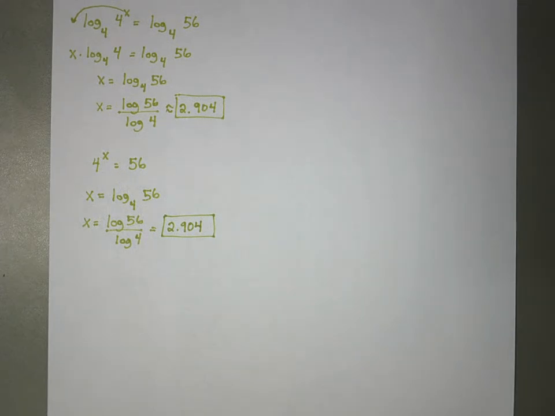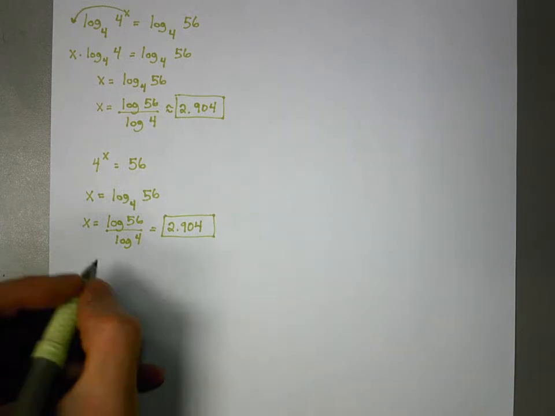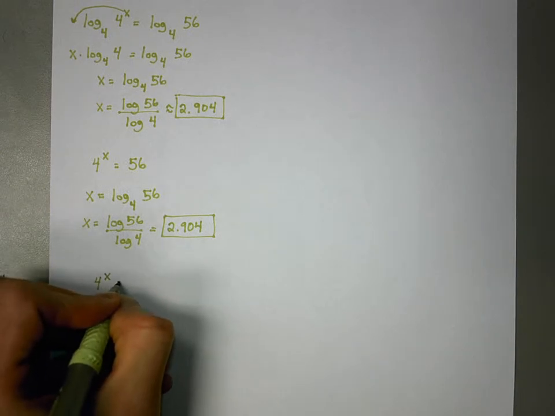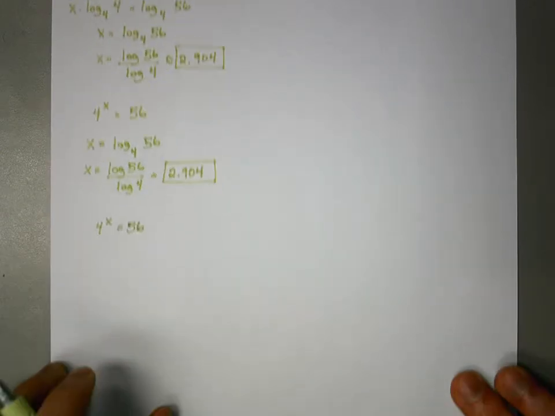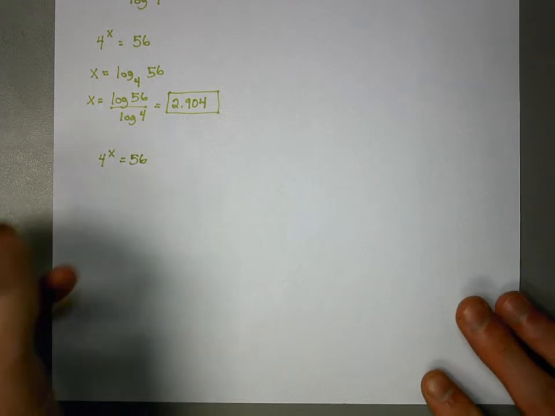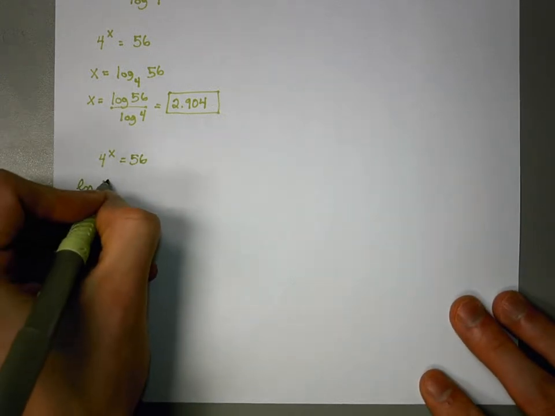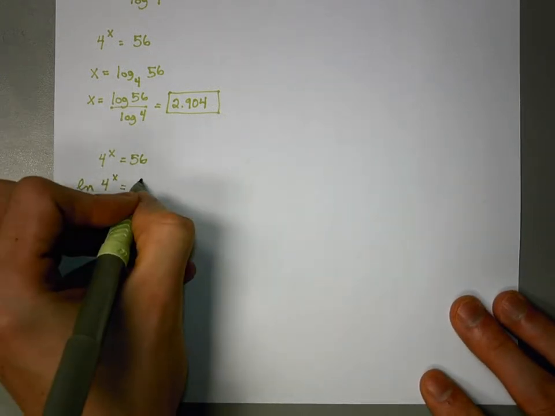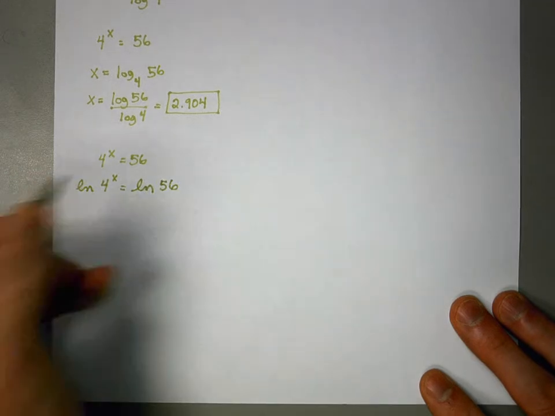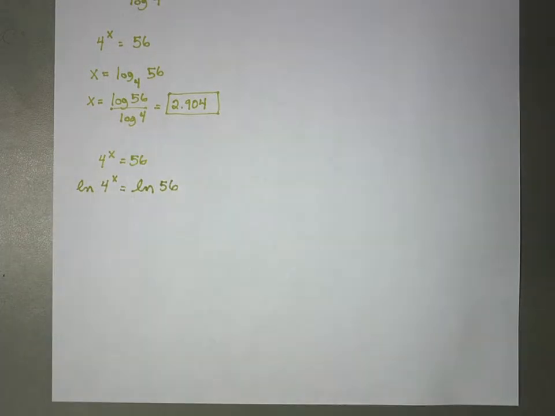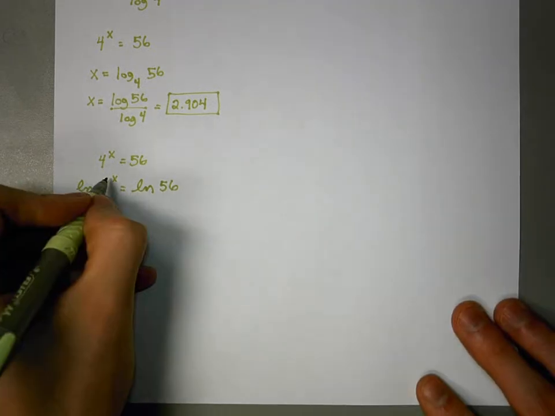The third way we can go about doing this, and this is probably the way you did it in college algebra, is you took a natural log to both sides. So 4 to the x is equal to 56. Take the natural log to both sides. So the natural log of 4 raised to the x is equal to the natural log of 56.